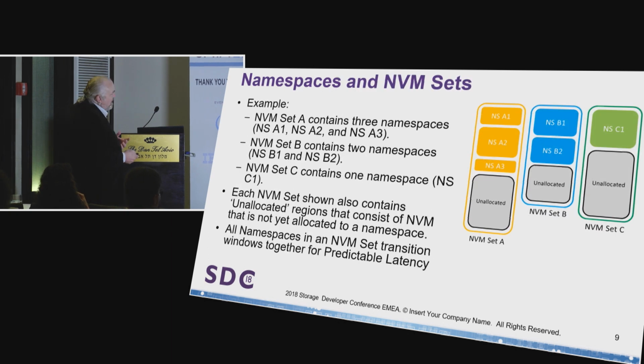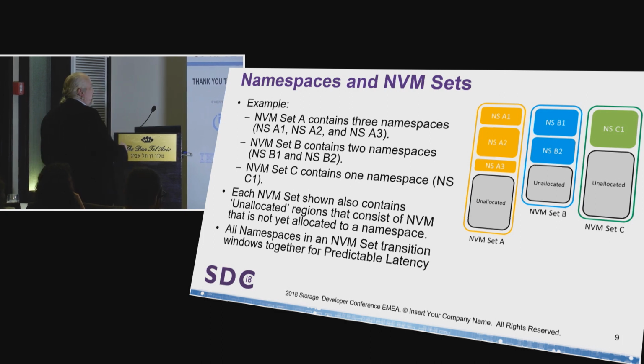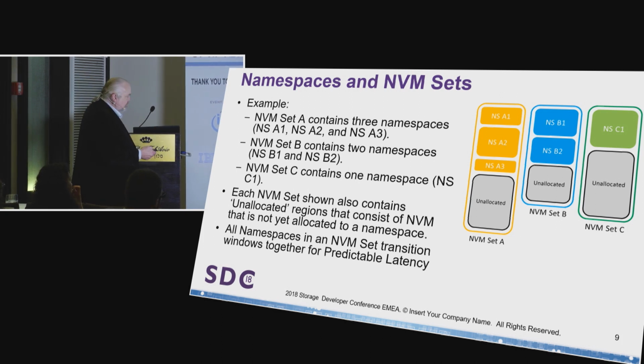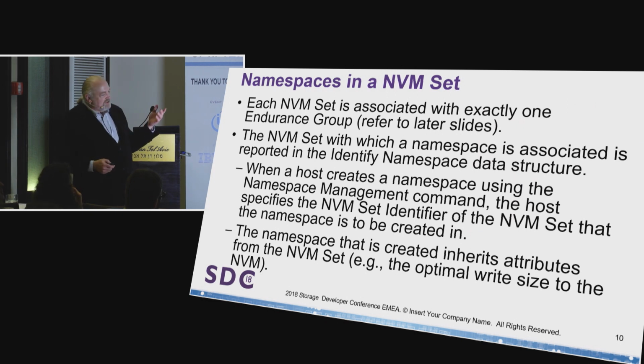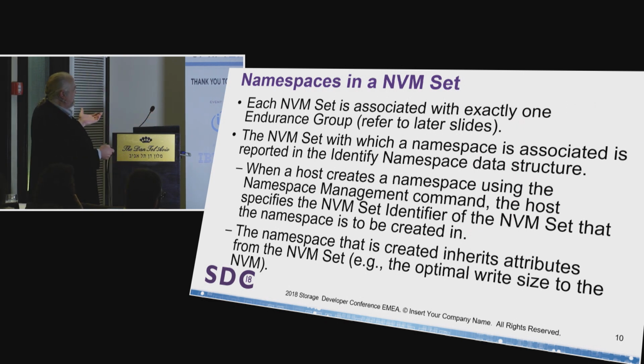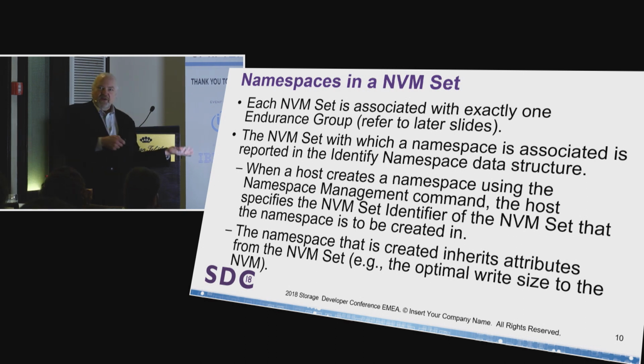So here it is graphically illustrated. You have set A, B, and C, and then you can carve namespaces out of that set. What's not allowed is you cannot have a namespace that bridges sets, because you've got dedicated channels and die here, dedicated channels and die here. So if you want to do that, you do it outside the device. So within a set, you can create these namespaces. When a host creates a namespace using the namespace management command, now you have to specify the NVM set identifier. You didn't have to do that before.